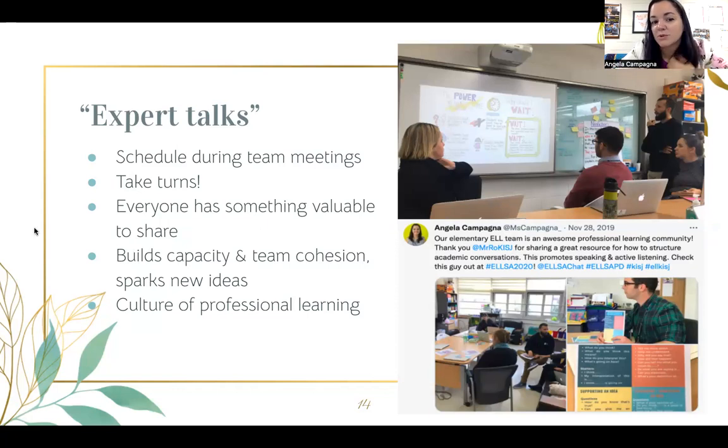Basically someone presents a resource and we have a discussion about it and think about how we can apply that resource in our own professional context. This really helps build capacity and team cohesion, sparks new ideas, and it really helps build a culture of professional inquiry amongst your teammates.